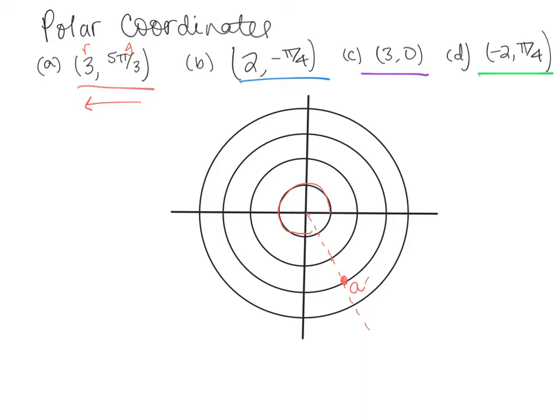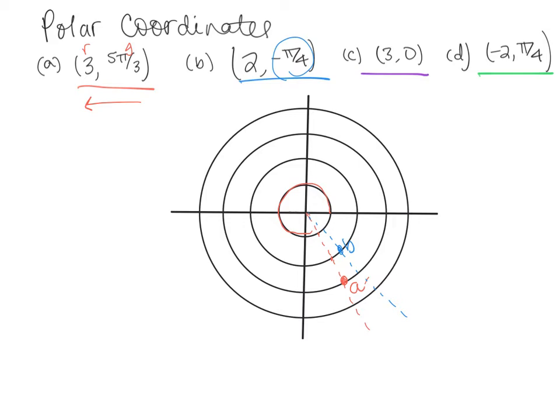So now either the angle can be negative or the r value can be negative. So first, looking at 2, negative pi over 4, again, it's best to start with the angle. So if we go negative pi over 4, that's 4th quadrant, approximately halfway. And then we already used the negative on the pi over 4, so now it's the same as before. Just go out 1, 2 on the circles.